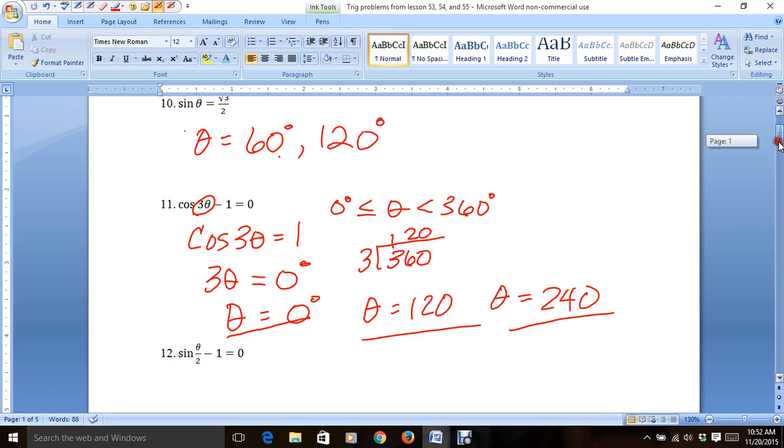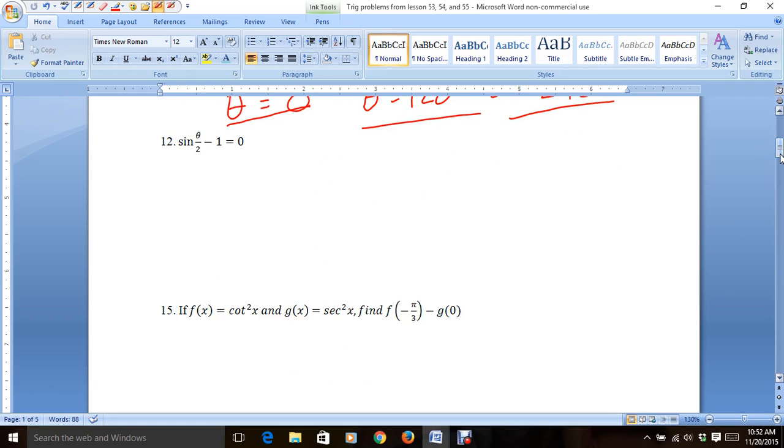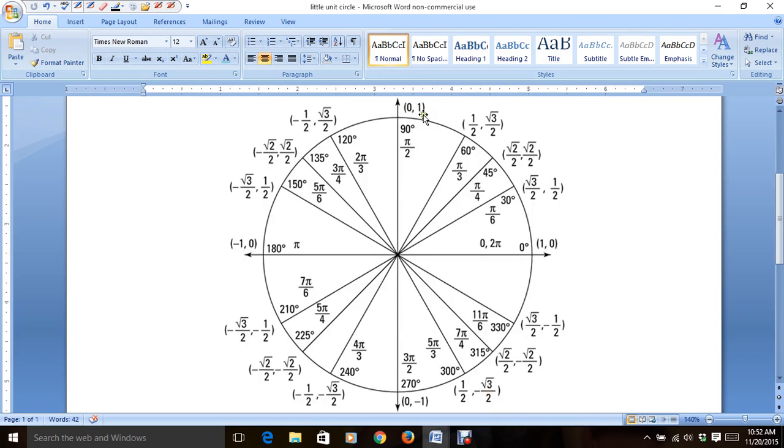So, sine theta over 2 minus 1 equals 0. So again, we want to isolate the trig function. Add 1 on both sides. Sine theta over 2 equals 1. So if sine theta over 2 is 1, we're looking for where sine is 1. Where is sine 1? Sine is 1 here at 90 degrees. That's the only place that you're going to get the y-coordinate being 1.